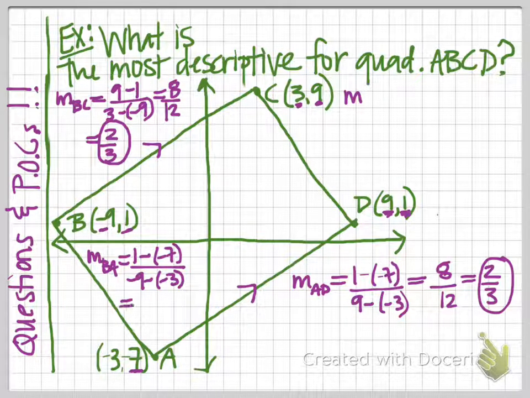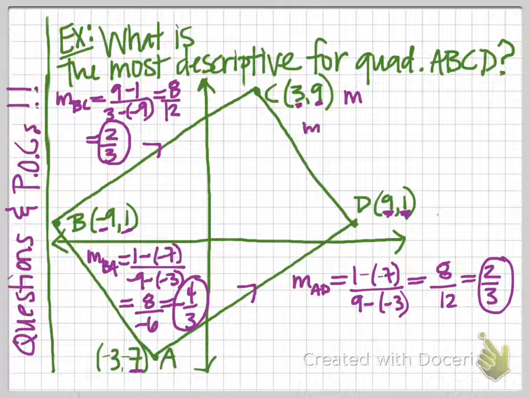That equals 8 in the top. Negative 9 minus negative 3 is like negative 9 plus 3, which would be negative 6. And this is going to simplify to negative 4/3. That's the slope of BA.